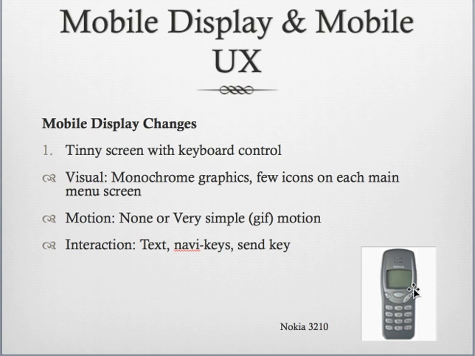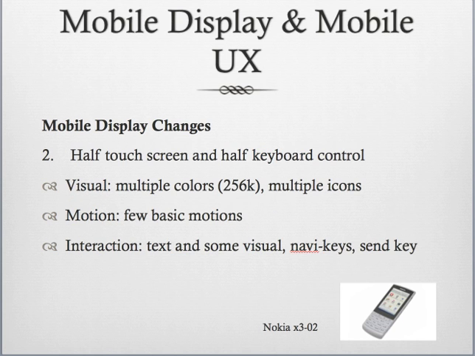On most of the phones you can just see one icon on each menu screen. The interactions you can do are based just on the text, using the keyboard. Basically, you can just see a very simple motion, just like a GIF. And we move to the next generation.